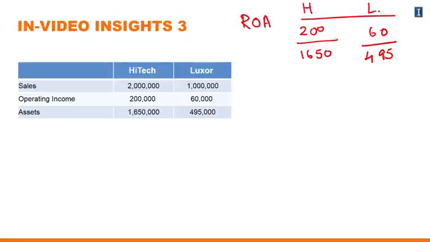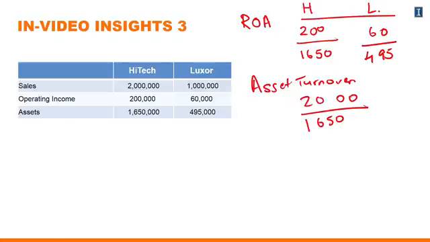Right? The second ratio that we want to look at is the asset turnover ratio. And that is simply your sales divided by assets. So the sales for Hi-Tech are 2 million, and the assets are 1,650,000. For Luxor, the same kinds of numbers are, you have 1 million divided by assets, which is 495,000.